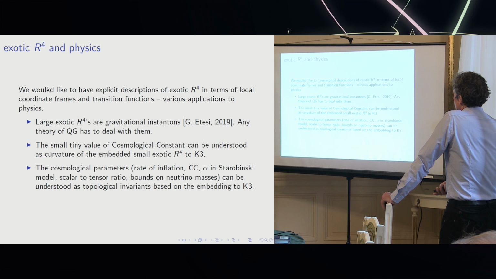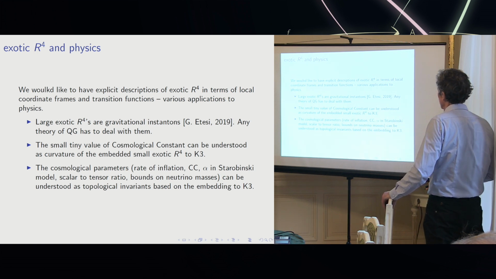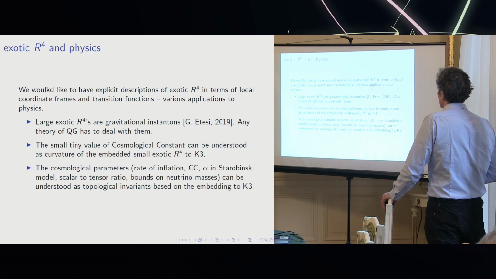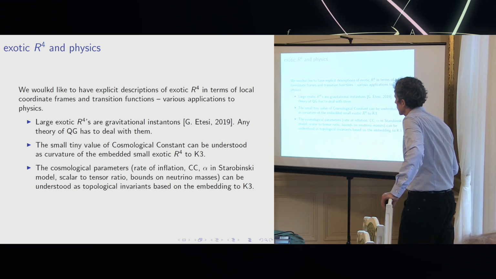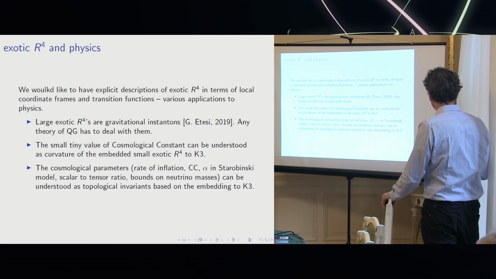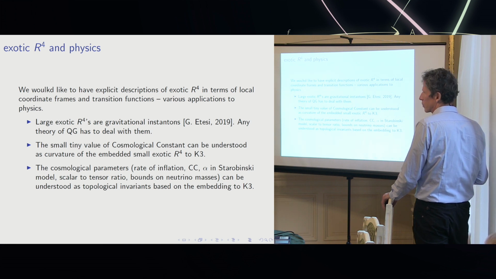Another thing is that the small, tiny value of the cosmological constant, which causes the accelerating expansion of our universe, can be explained as a curvature of exotic R4 embedded in K3. Precisely this exotic R4 embedded in this K3 here. K3 connected sum with reverse orientation CP2. And we have really proved that, and it is an interesting result. Moreover, this tiny value of the cosmological constant is a topological invariant.